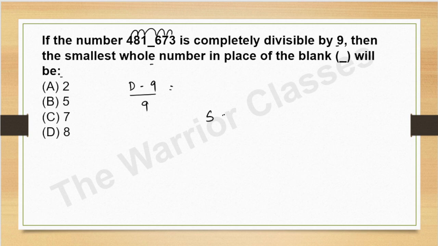So the sum of digits is 29, and the next multiple of 9 will be 36. Now the required number will be 36 minus 29. 36 minus 29 is 7. So in the blank there will be 7. 7 will be our correct answer. Option number C, 7 is correct.